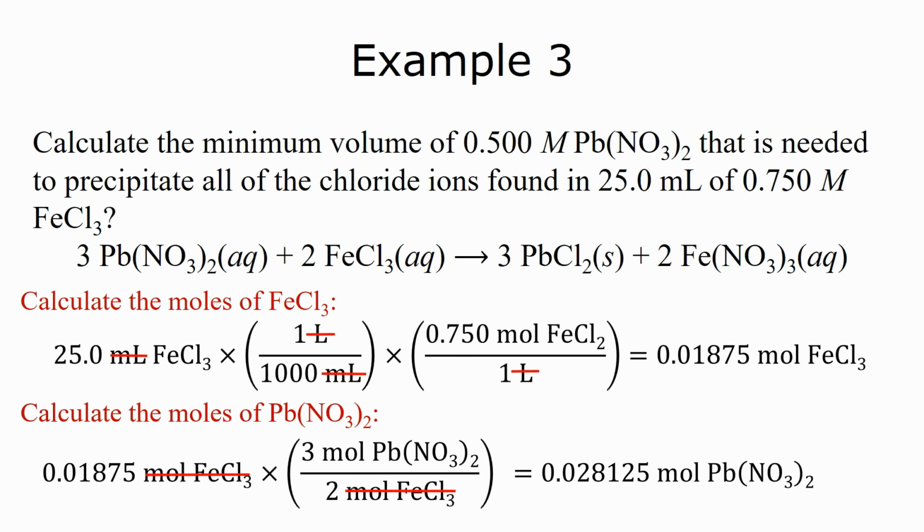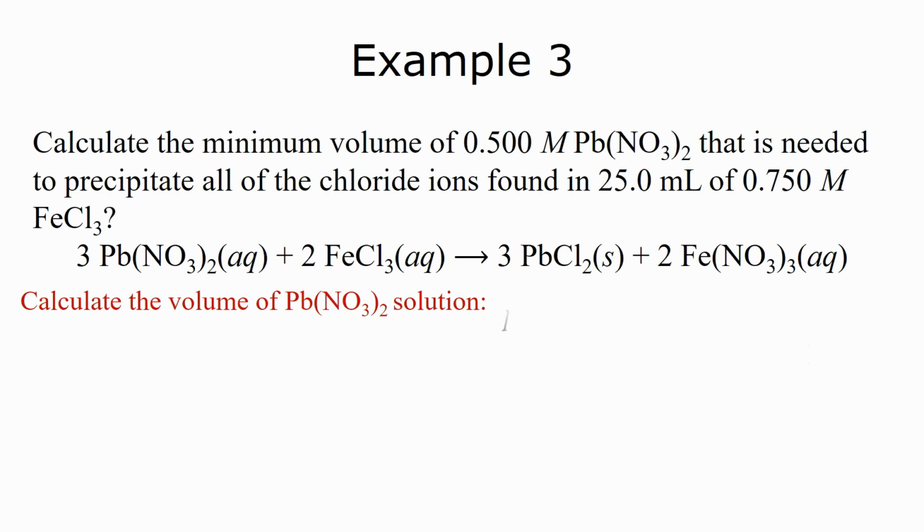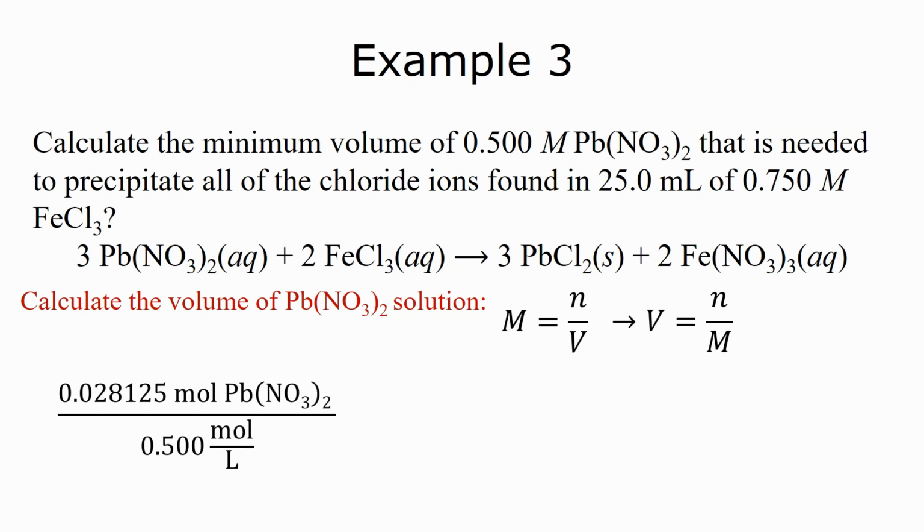But we need to know volume. So we're going to take the number of moles of lead nitrate, rearrange our equation for molarity to solve for volume, and take the moles of lead nitrate and divide it by the molarity. Moles will cancel, leaving us with just liters. So the final answer is 0.05625 liters, or 56.25 milliliters of lead nitrate.